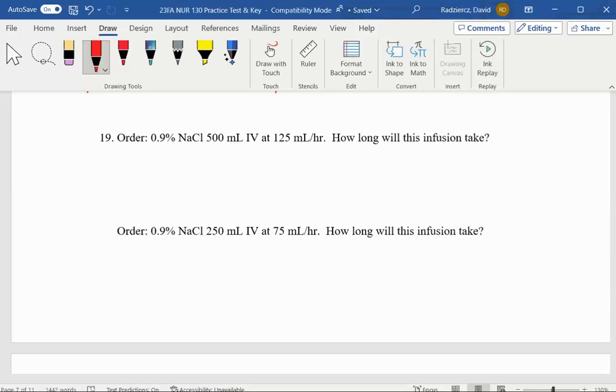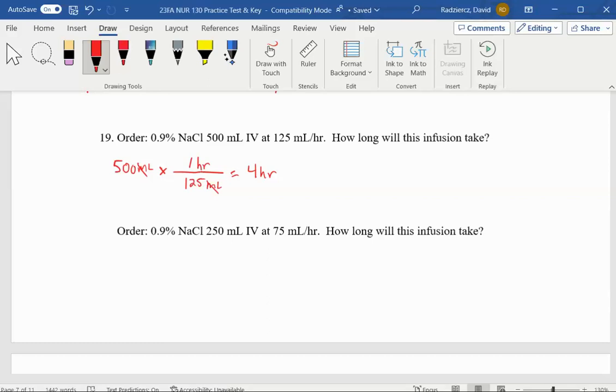If I take my volume and then I cancel out volume, I'm going to be left with time. 125 goes into 500 4 times. So in this particular situation, it'll be a 4-hour infusion.